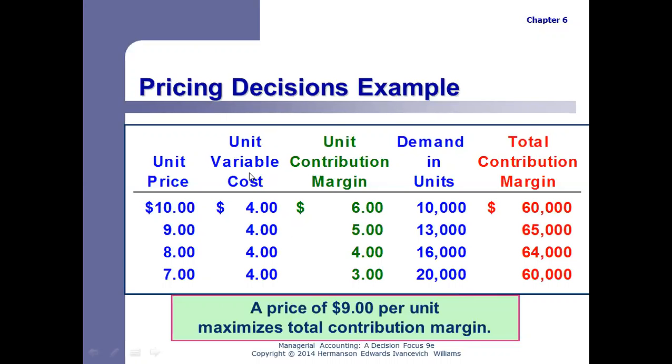And again, notice that we did not take into account fixed cost. Again, because fixed cost is the same number for all of the different alternatives, so it's irrelevant to our decision. Okay, we only look at the things that change, in this case, the unit price. So again, choose the price point that gives us the highest total contribution margin.